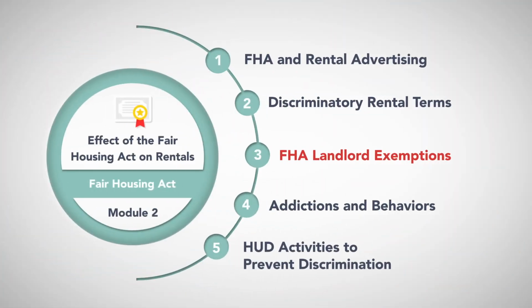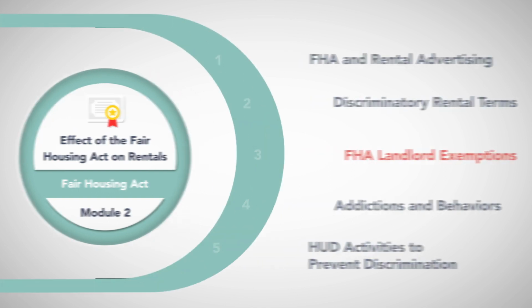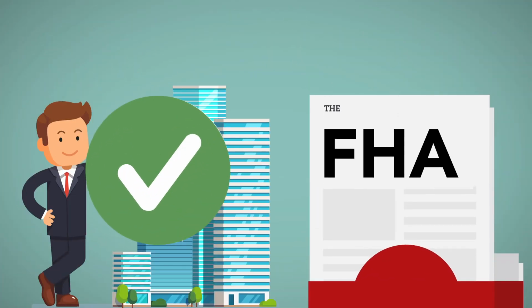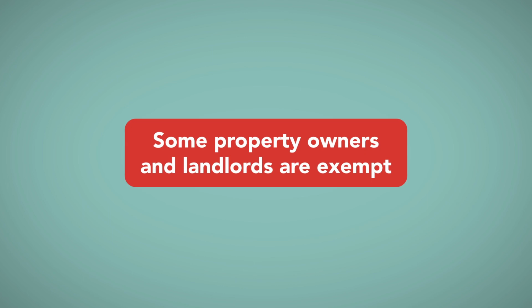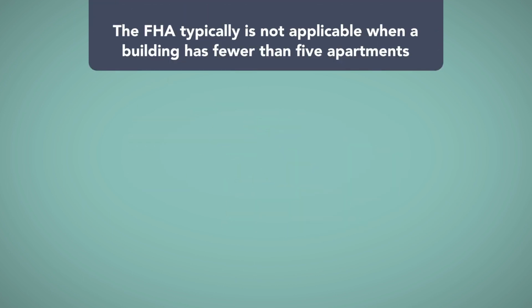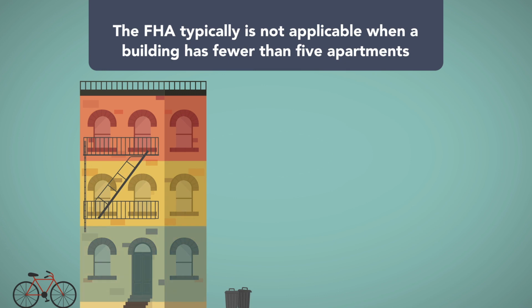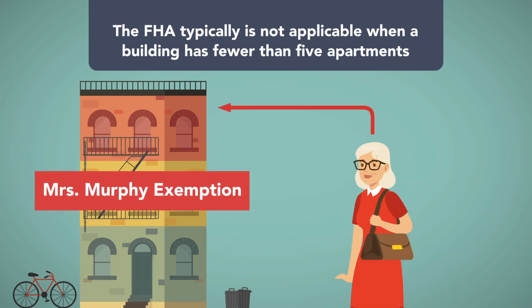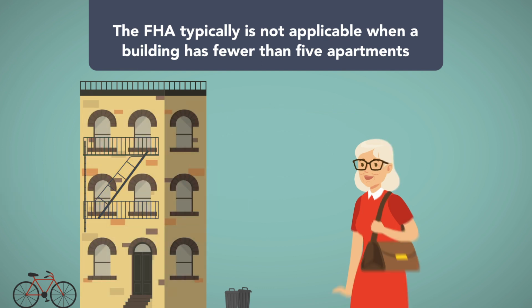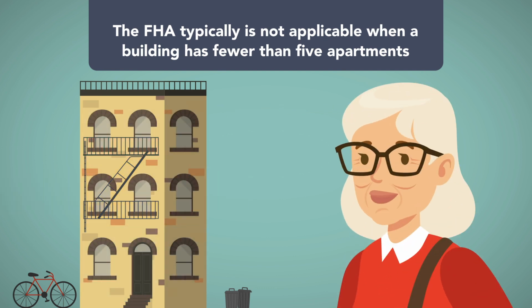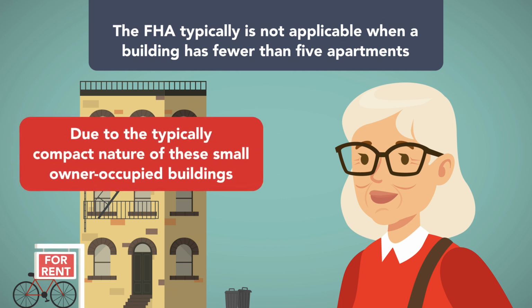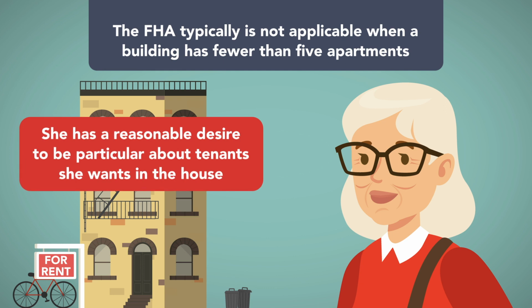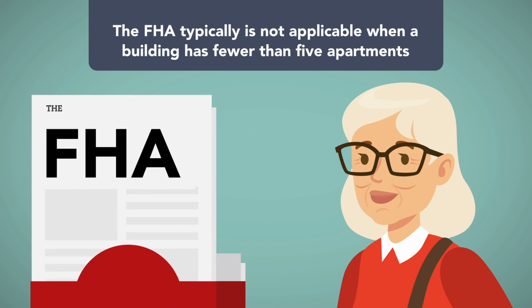FHA landlord exemptions. While most rental property owners are subject to the terms of the FHA, some property owners and landlords are exempt. For example, the FHA typically is not applicable when a building has fewer than 5 apartments with one occupied by the owner. This is referred to as the Mrs. Murphy exemption, based on a hypothetical landlord called Mrs. Murphy, an elderly widow. She wants to rent part of her house, but due to the typically compact nature of these small owner-occupied buildings, she has a reasonable desire to be very particular about which tenant she wants in the house. She would not be held to the regulations of the FHA.